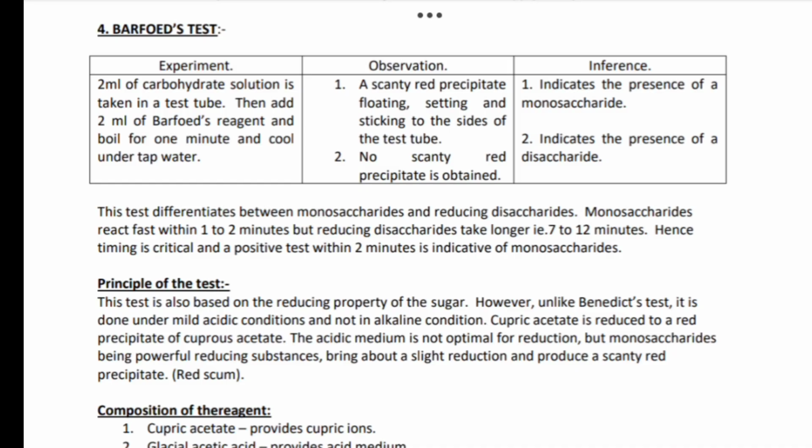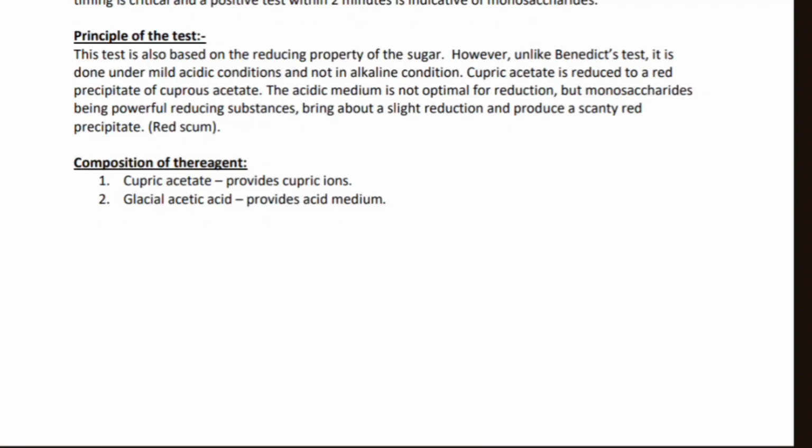There are certain disaccharides which will reduce it, which are reducing sugars also, so that you can now say which is a monosaccharide, which is a reducing disaccharide. Principle of the test: this test is also based on the reducing property of the sugar, but in Benedict's test it is done in mild alkaline condition, right? But in this Barfoed's test it is done under mild acidic condition. Benedict's is alkaline and Barfoed's is acidic condition.